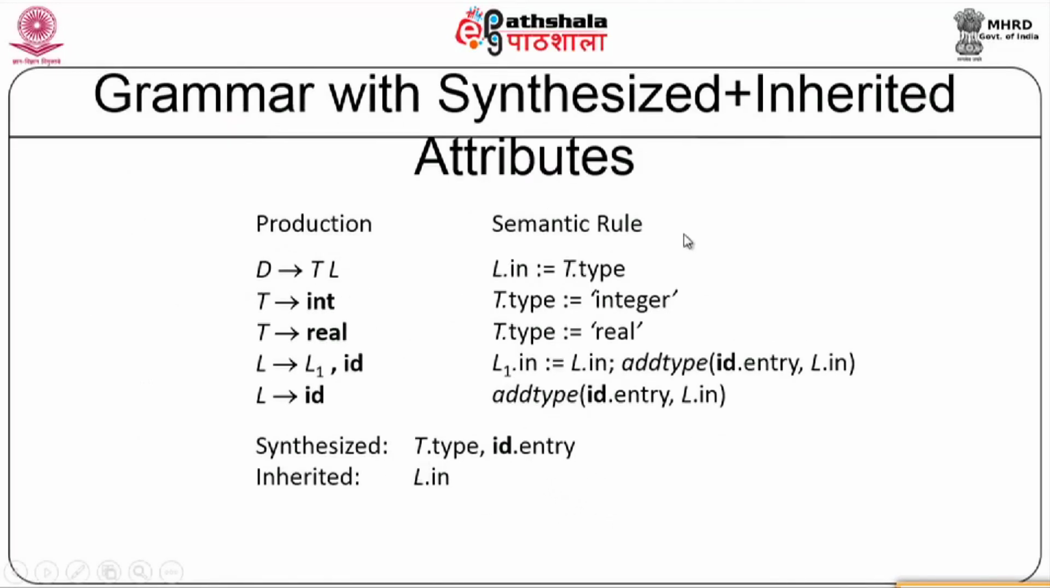So in this example, the synthesized attributes are T.type and id.entry, and the inherited attribute is only L. As I already said, by default the terminals are going to be synthesized attributes, and T on the other hand depends only on its child, either int or real. Therefore T is also going to be synthesized. ID is a terminal, therefore it is a synthesized attribute. On the other hand, the inherited attribute is nothing but L, because it depends upon its sibling and then subsequently also depends upon its parent.